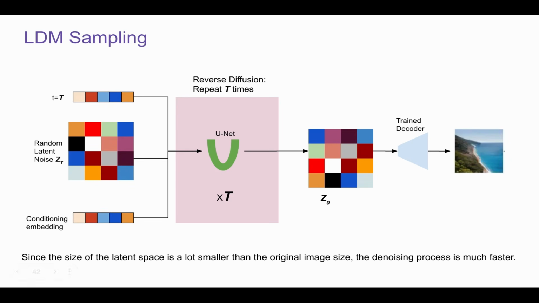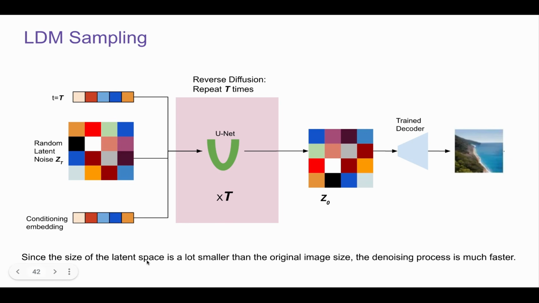In this case, for example, you want to generate an image of a cute cat. So just pass in the text "cute cat" as conditioning, and it will go through the encoder tau and transform your text conditioning to a text embedding. We pass all those inputs into the UNet and do reverse diffusion, repeating for T times. And then it will give us the latent representation of the generated image, Z0. We pass this into the trained decoder and it will give us the generated image.